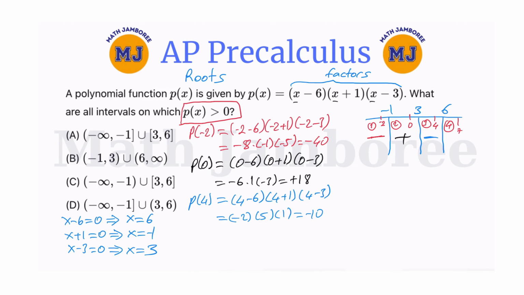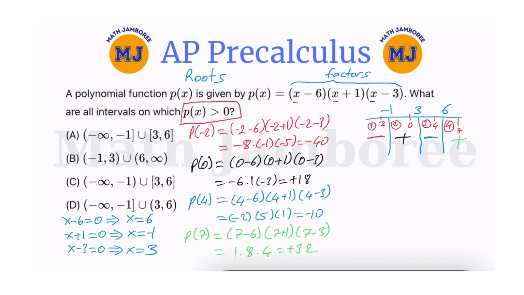For the fourth one, I will use 7. So 7 minus 6, 7 plus 1, 7 minus 3. This is positive 1 times 8 times 4, positive 32. So the sign is positive.